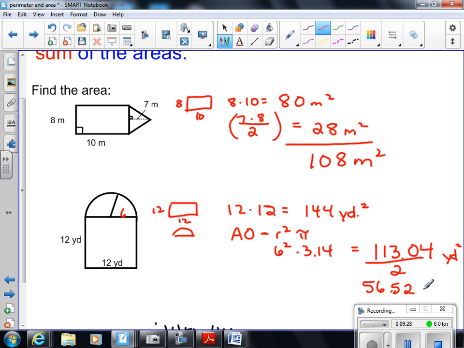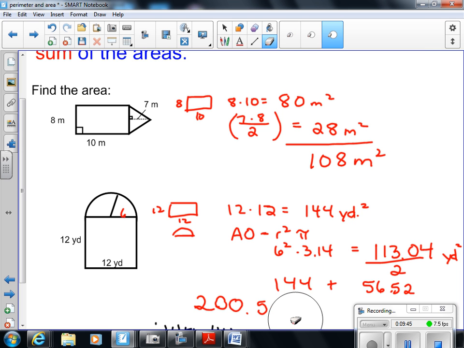Now what do I do? Right, combine them, and you get what? 200 and 54 hundredths. Yards squared, or square yards.